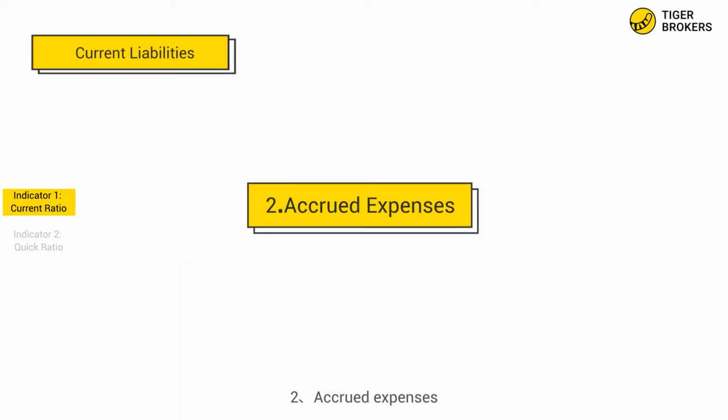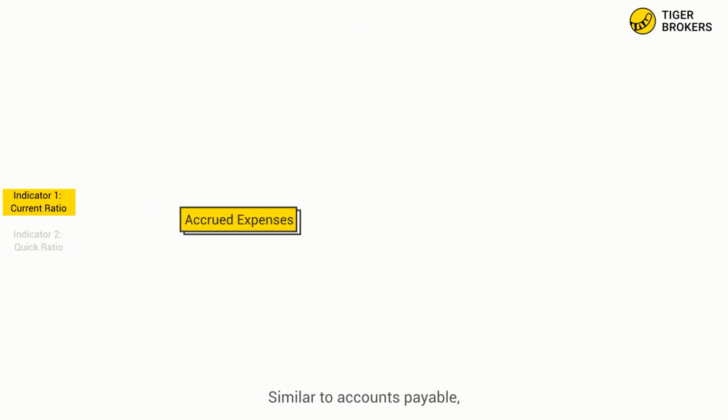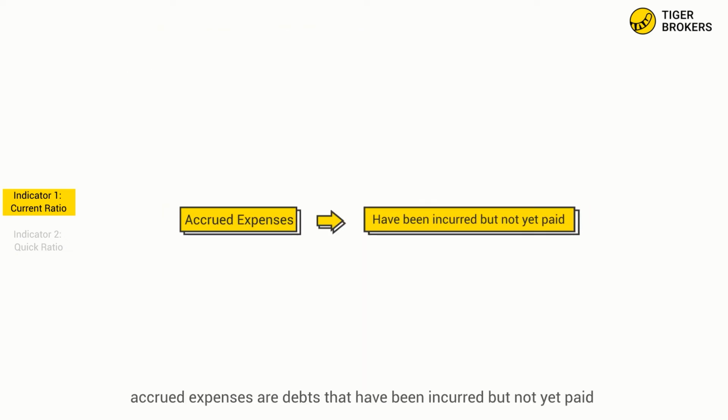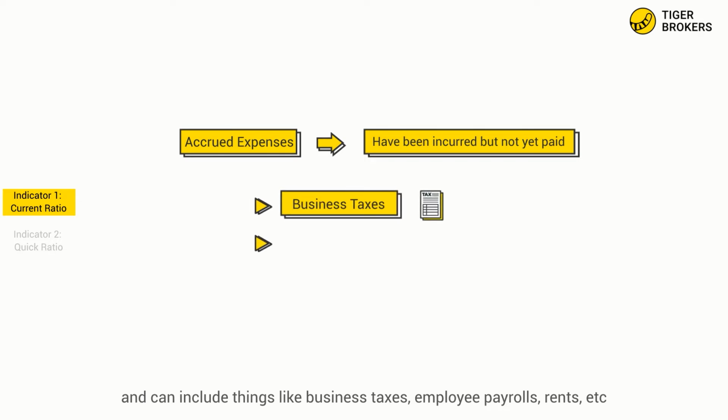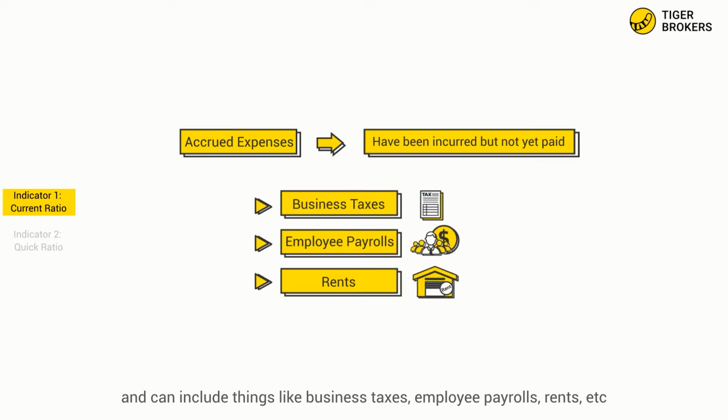2. Accrued expenses. Similar to accounts payable, accrued expenses are debts that have been incurred but not yet paid and can include things like business taxes, employee payrolls, rents, etc.